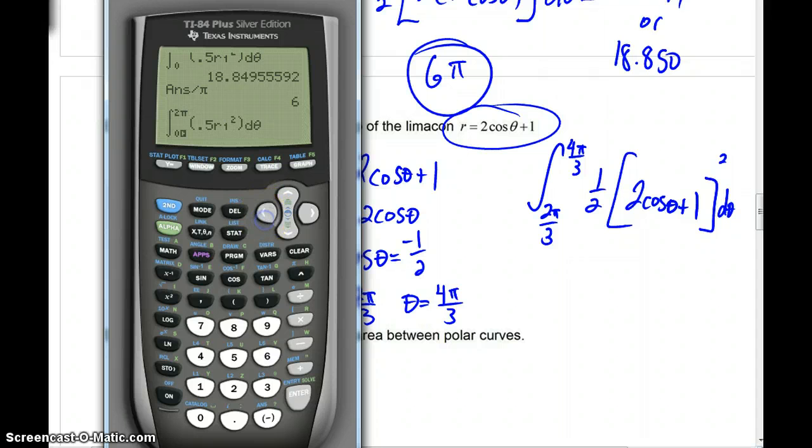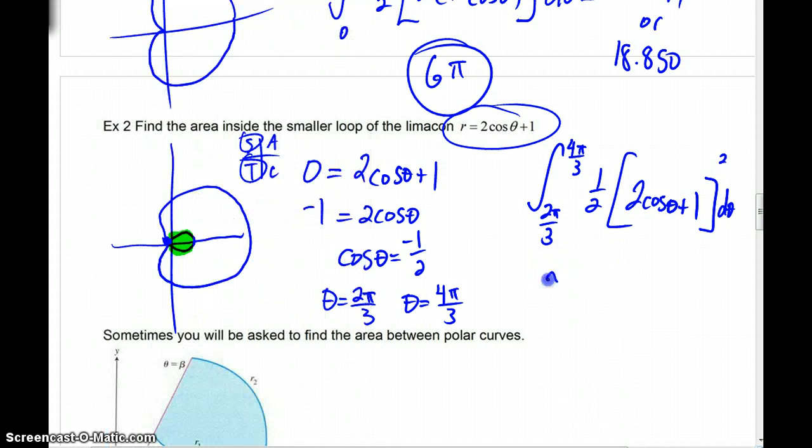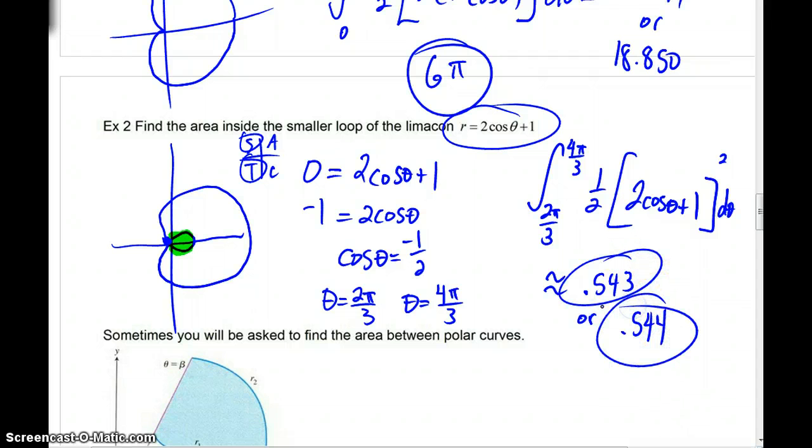So, tell you what, let's go down here and say I'm going to go from 2 pi all over 3, and up here we'll bring that back down to 4 pi all over 3. And with just one punch of a button, we can find that the area of that inner loop is about 0.543. And I believe that we could also round it to 0.544 using AP rounding. Either of these answers would suffice.